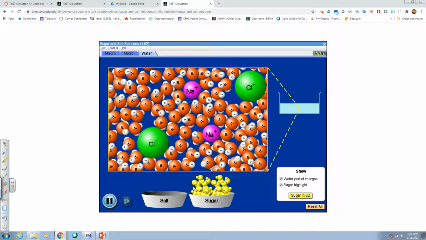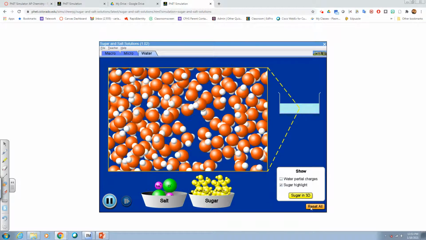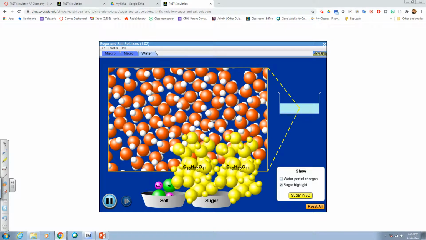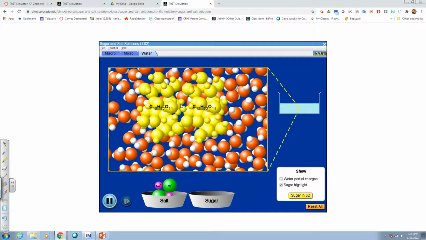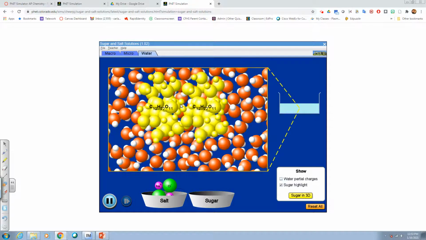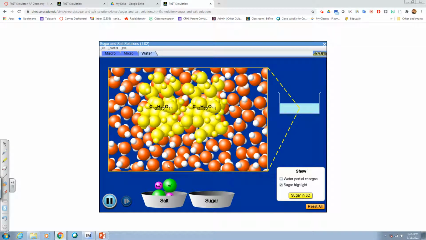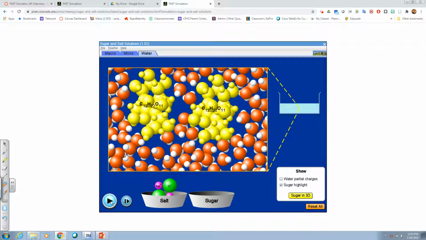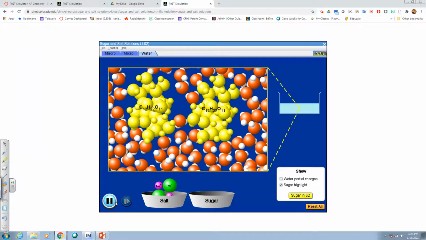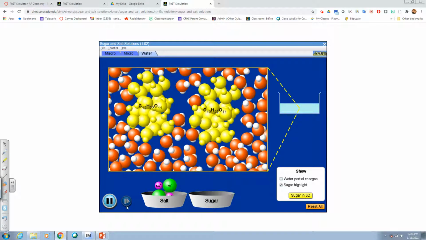Now, if we were to put a sugar molecule in there, let's compare that. If I take this big chunk of sugar and put it in the water, notice all the water does, because this is 2 sugar molecules, is simply pull the sugar molecules apart from one another, but they do not pull the sugar molecule into carbons, hydrogens, and oxygens.